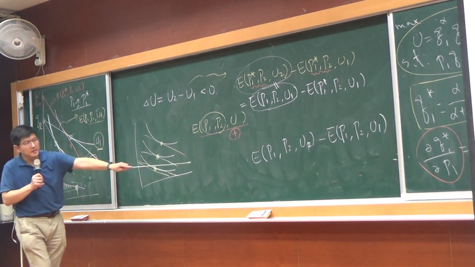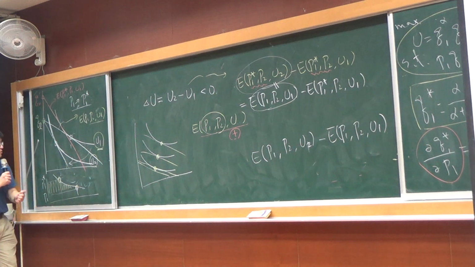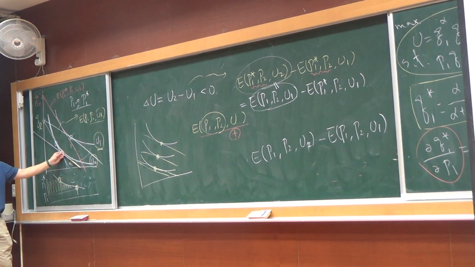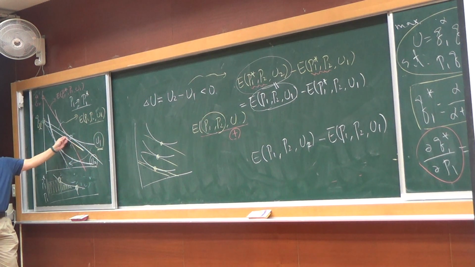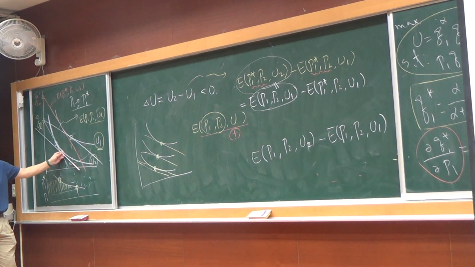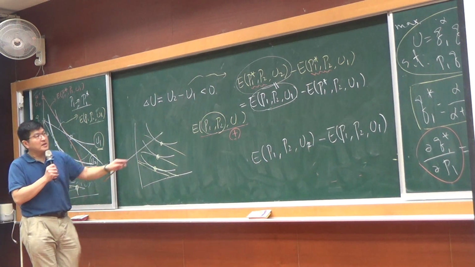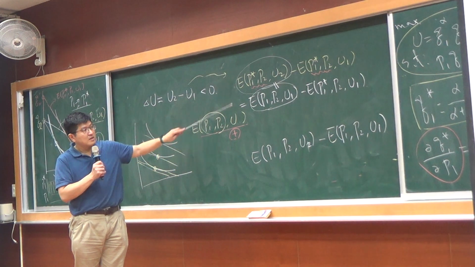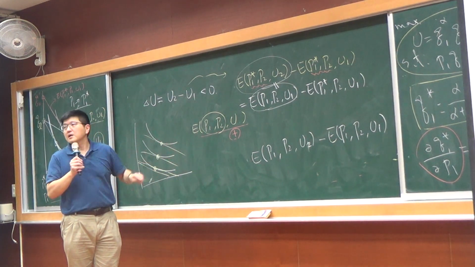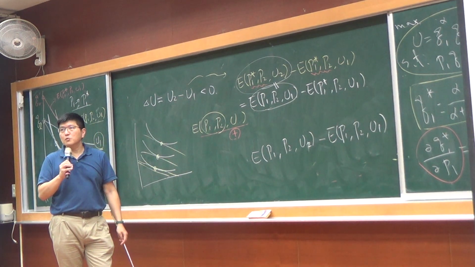And what about this? P1 P2 U2. This is P1 P2 U1. And this would be P1 P2 U2. See that? P1 P2 U1, P1 P2 U2. So we actually have two ways to measure this. But the value of these two differences would not be the same.